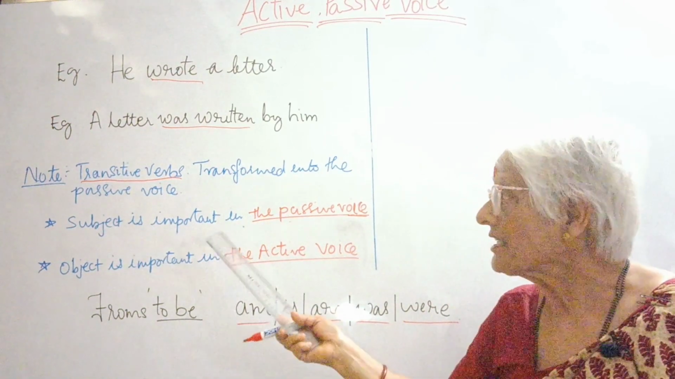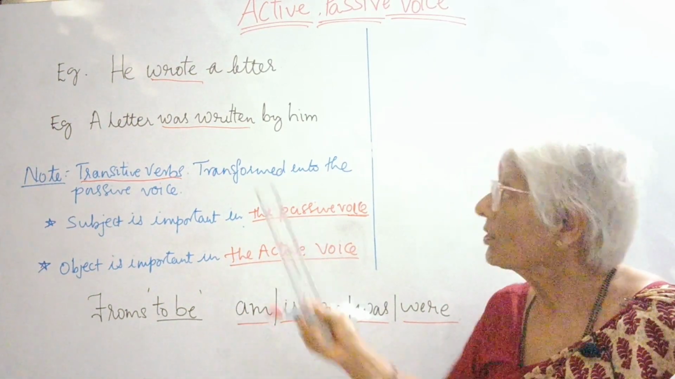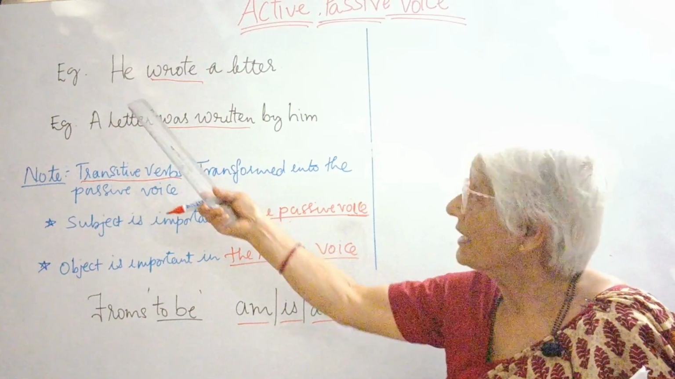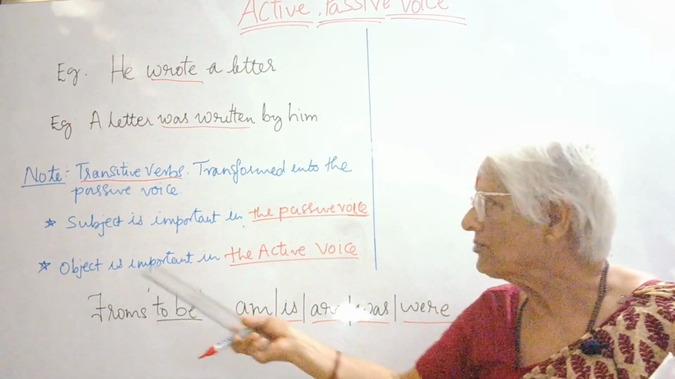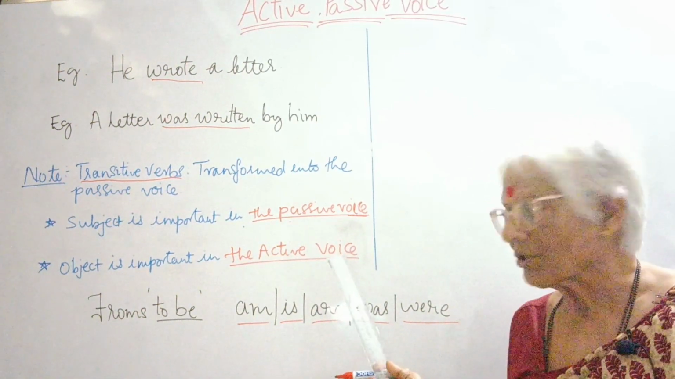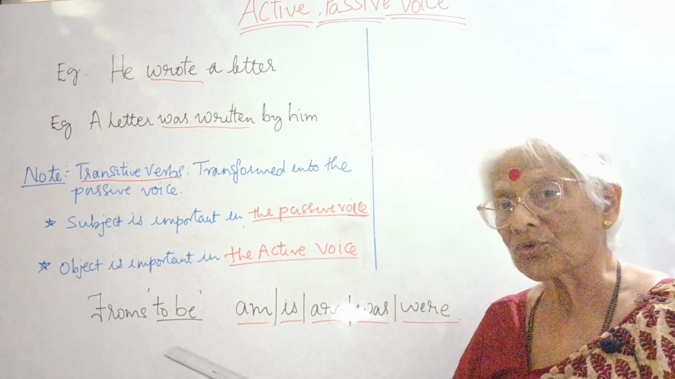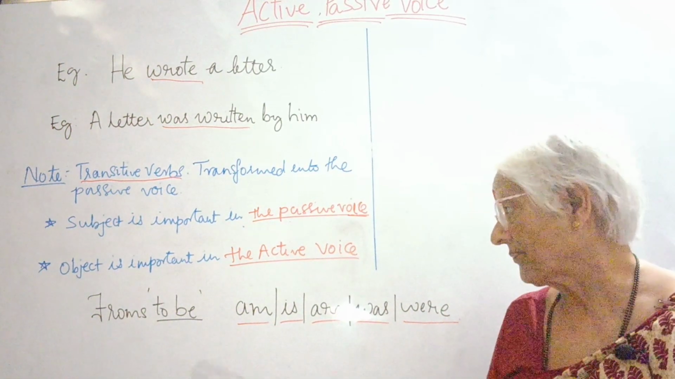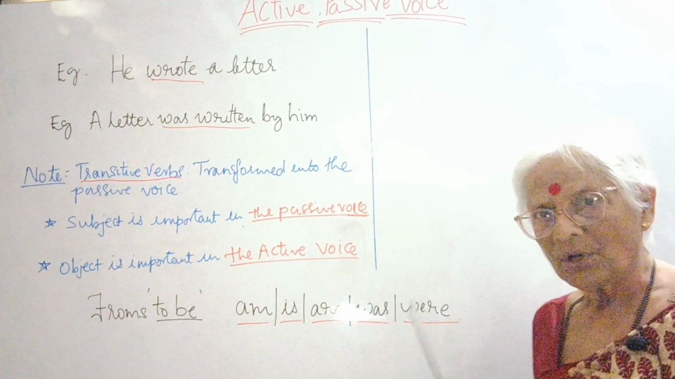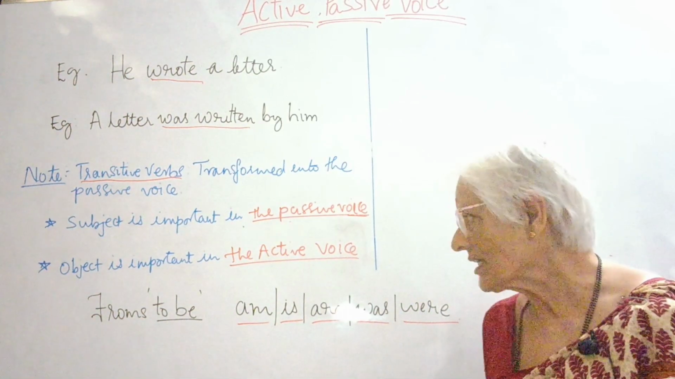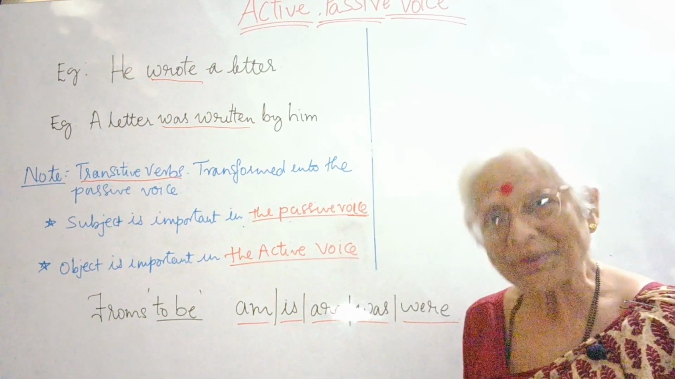Then the subject is important in the passive voice because it's the subject in the earlier one that has become the object where the action falls upon it. And object is important in the active voice. And remember the forms of to be which we have already done. Am, is, are, was and were. Was and were in the past tense and am, is, are in the present tense.